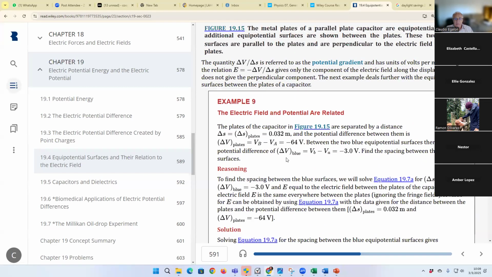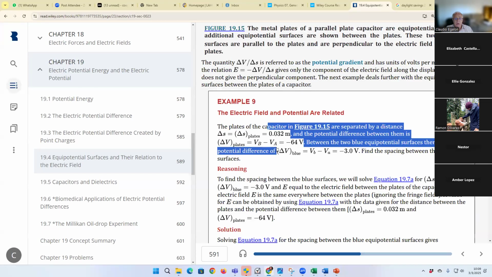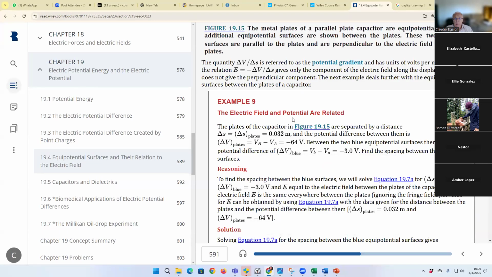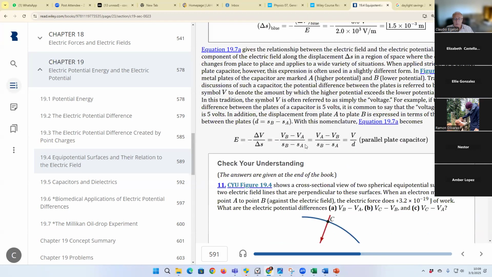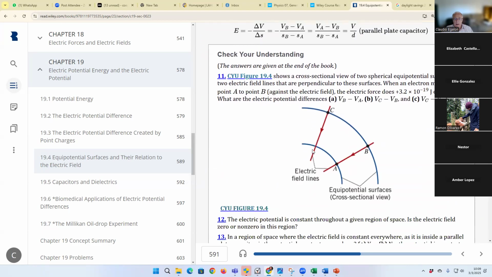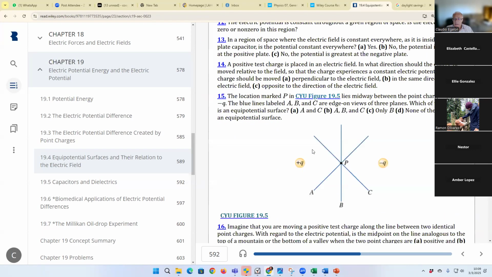This case is the easiest of all you're going to see, because the electric field is uniform. If the electric field is not uniform, then it's a little bit more difficult to solve the problem. In certain cases, you even need calculus.